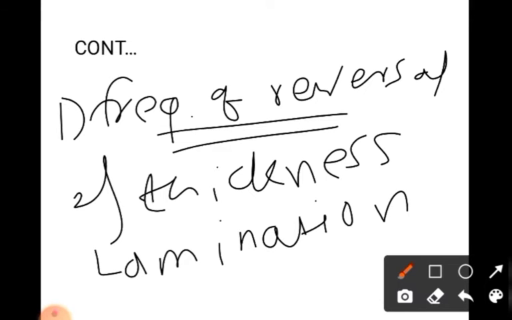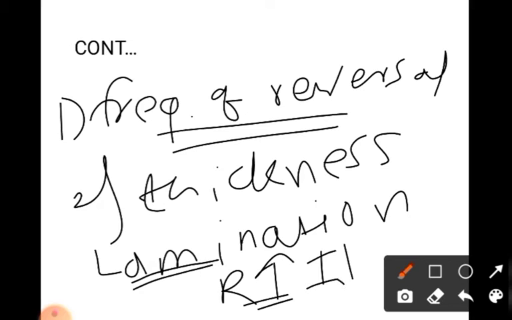Due to the lamination, the resistance of the armature increases, therefore less current is flowing inside the armature. So eddy current loss is minimized. Due to the lamination, resistance increases and current flow inside the lamination is less. So I square R loss is less.